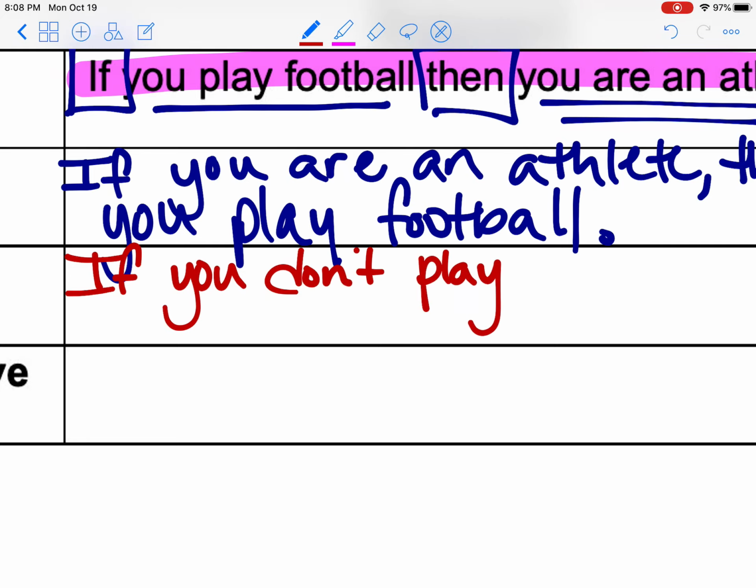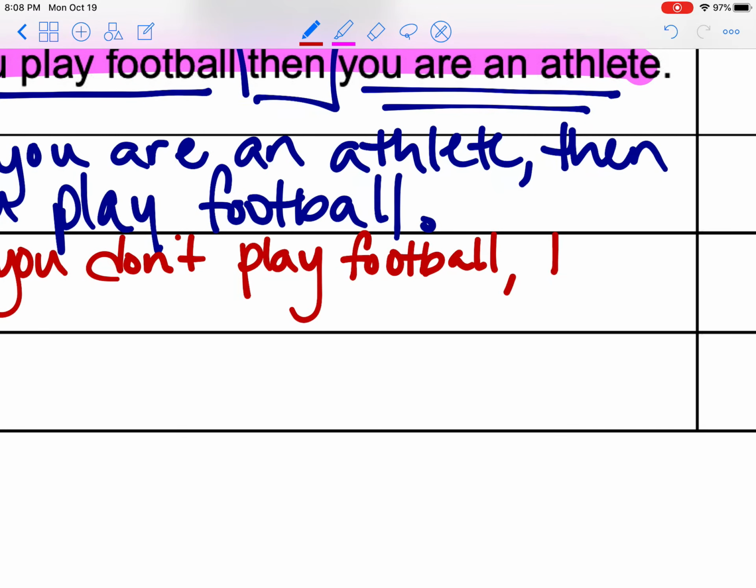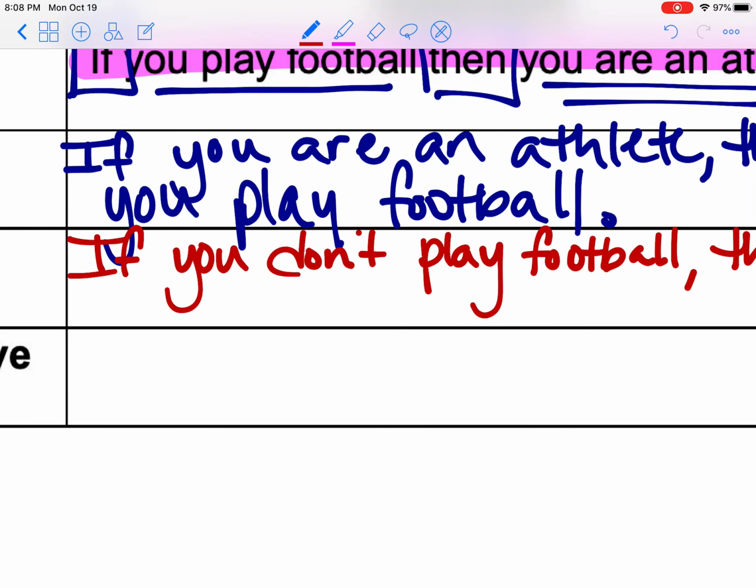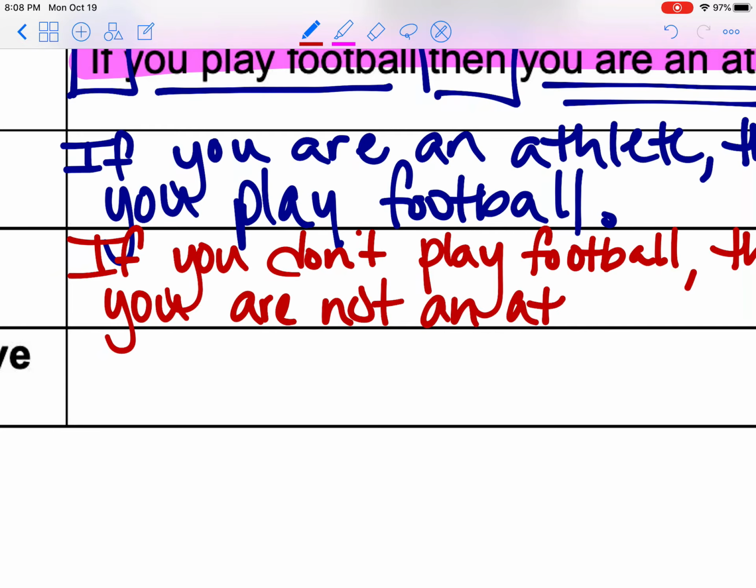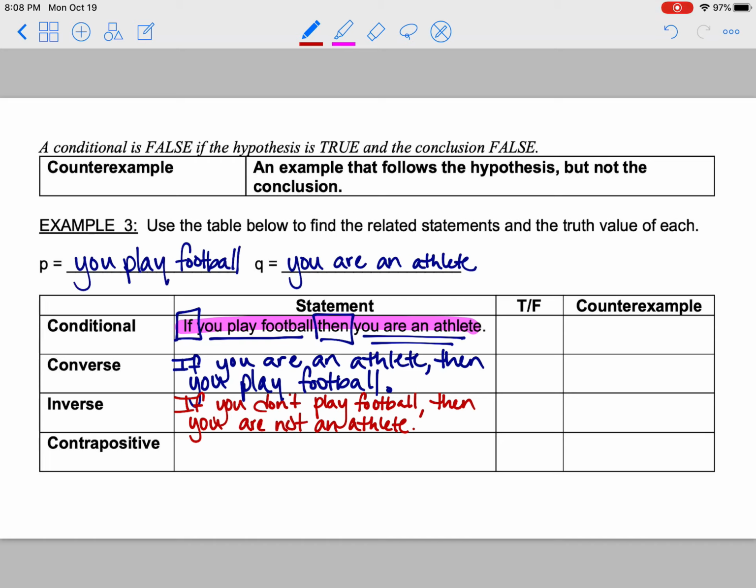So if you don't play football, then you are not an athlete. Okay, so you have to add nots to there. If there was already a word not there, then you would take it out. You wouldn't say not, just like with negatives.